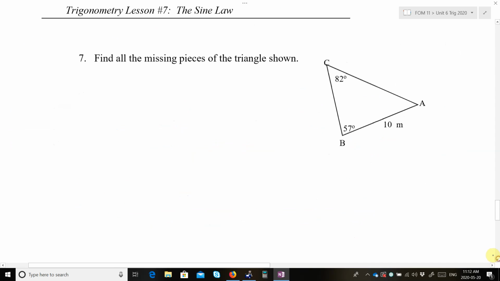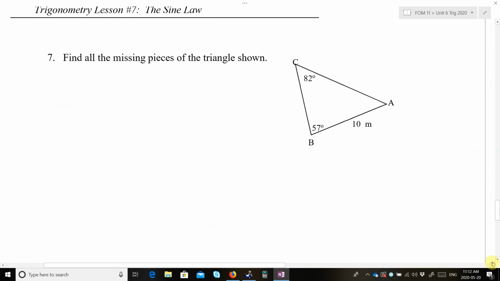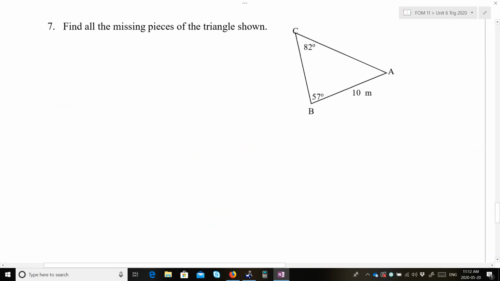Alright, we are finally on to number 7, and it says find all the missing pieces of the triangle shown. Okay, so we are missing this angle right here. We are missing this side, which is across from angle A, so that's little a, and we are missing little b. We've got capital C, and this is little c.